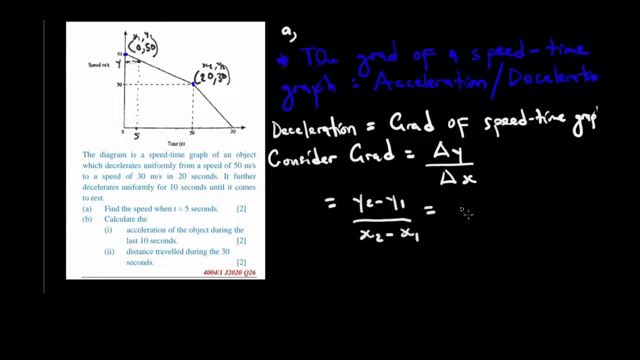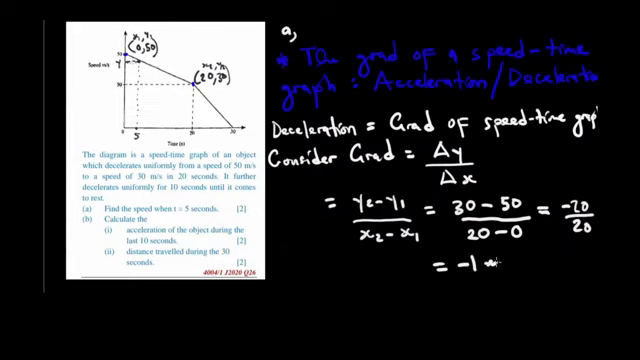What is y2? y2 is 30, subtracting y1, which is 50, dividing by x2, which is 20, subtracting x1, which is 0. Here we are going to find 30 minus 50 being minus 20, divided by 20 minus 0, which is 20. So the deceleration is minus 1 meters per second squared. This is the gradient here.